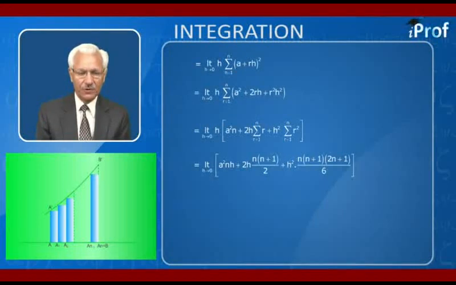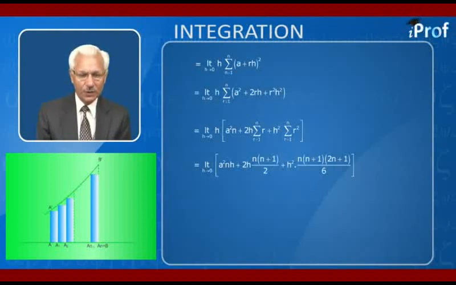which is equal to limit h tends to 0, h times a square n, because a square will be repeated in every term, which is n times, plus 2h times summation r going from 1 to n, plus h square times summation r square, r going from 1 to n. We know sigma r, the sum 1 plus 2 plus 3 and so on up to n, becomes n into (n plus 1) by 2. And summation r square becomes n into (n plus 1) into (2n plus 1) divided by 6.